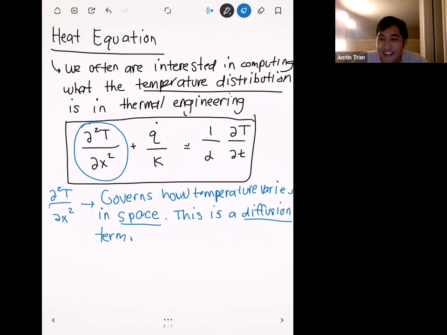So diffusion is actually a pretty important term, and it's actually simpler than you think. Anytime you see diffusion, all it means is whatever quantity you're looking at is going to spread out equally in all directions. And so by the temperature here being in the second derivative, this tells us that the temperature is going to spread out equally in all directions.